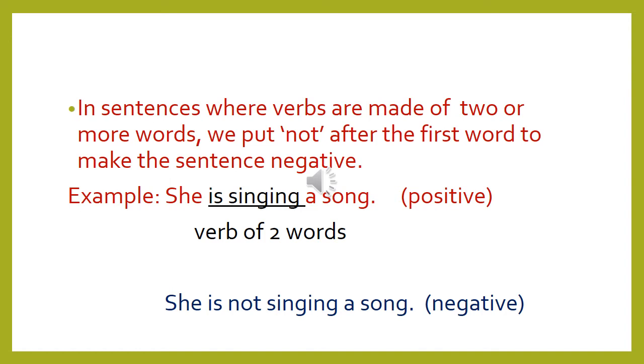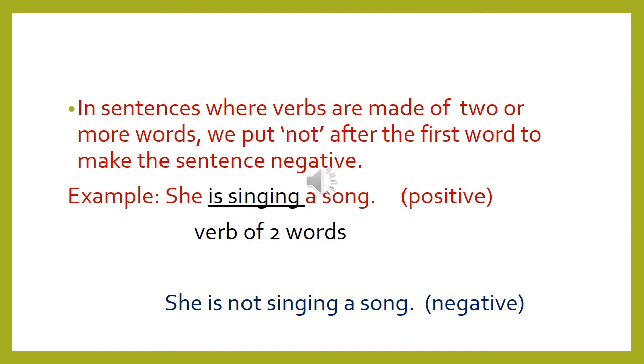And now when the verbs are made of two or more words, then where is the position of no or not? We will see. In sentences where verbs are made of two or more words, we put not after the first verb to make the sentence negative. So what it says, that if the verb consists of two or more words, we have to put not where? After the first word. After the first word, we will put not and then the sentence will become negative.